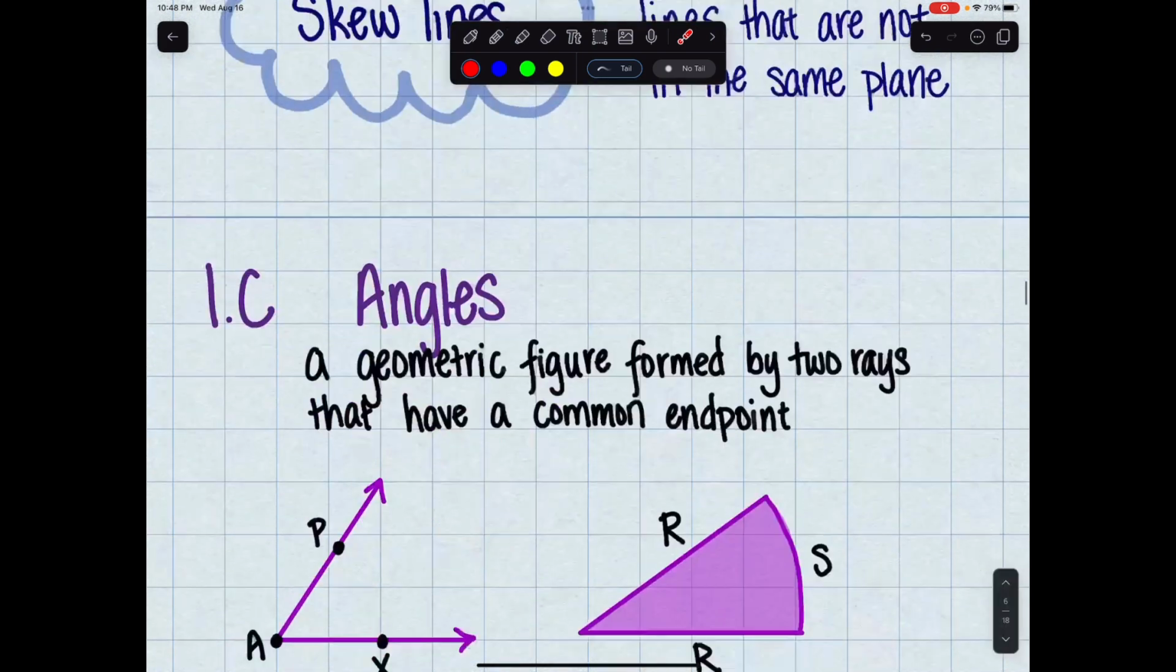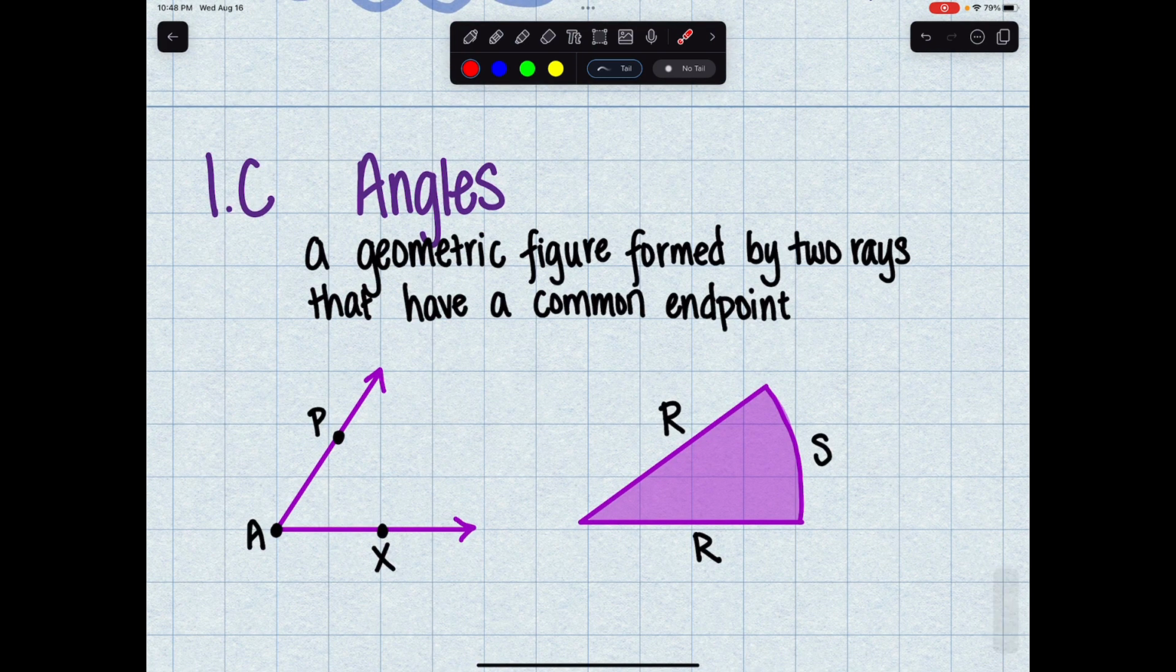Okay, let's move on to angles. An angle is a geometric figure that's formed by two rays, and they have a common point. So this is one ray, this is another ray.